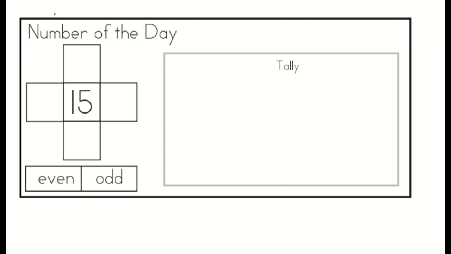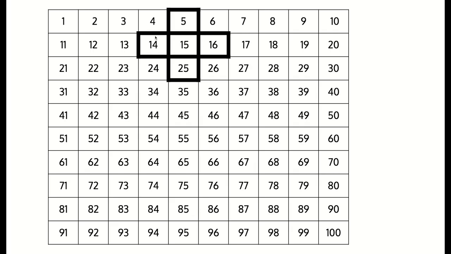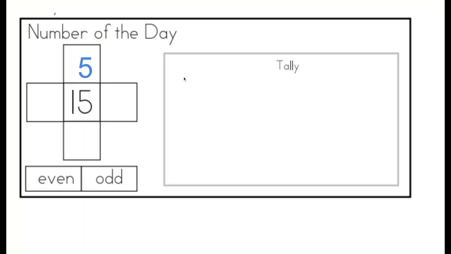So our number pattern today, number puzzle, has 15 in the middle. So if you look at your hundreds chart, look at the number above 15, to the left, to the right, and below. 10 less than 15 is 5. 1 less than 15 is 14. 1 more than 15 is 16. 10 more than 15 is 25.